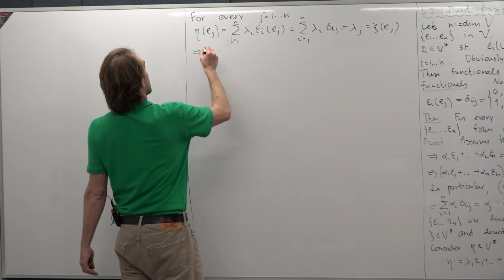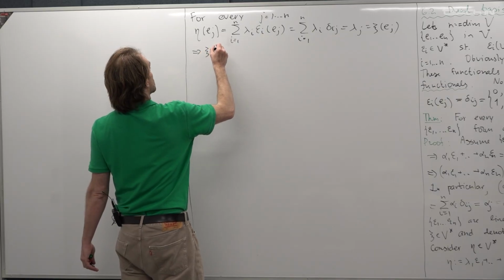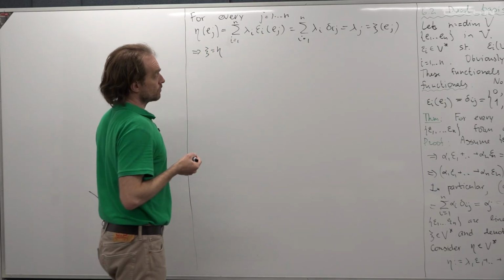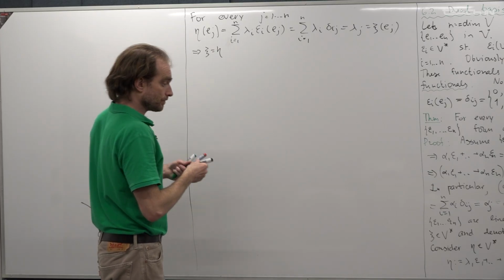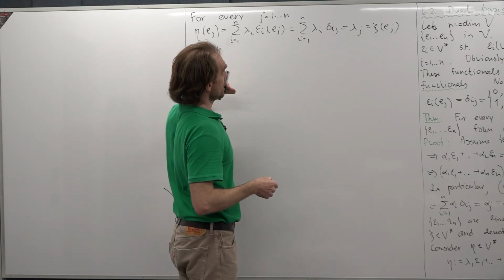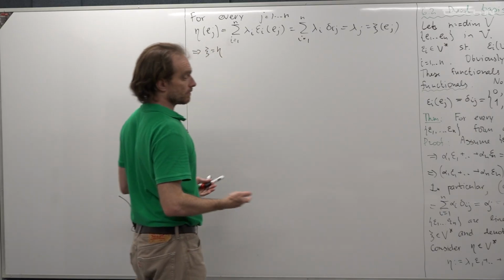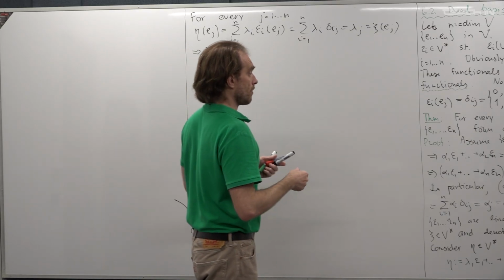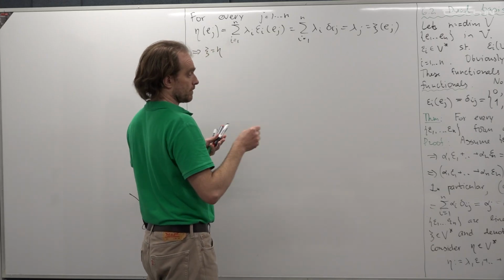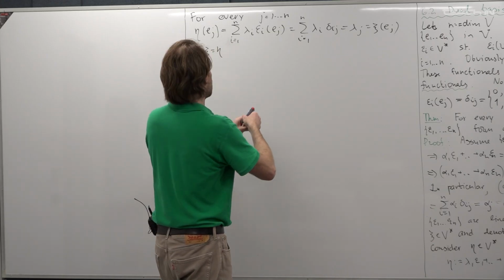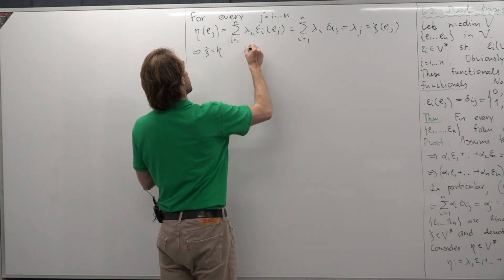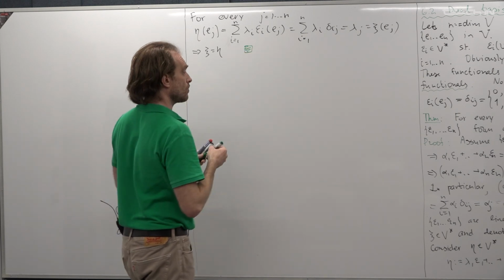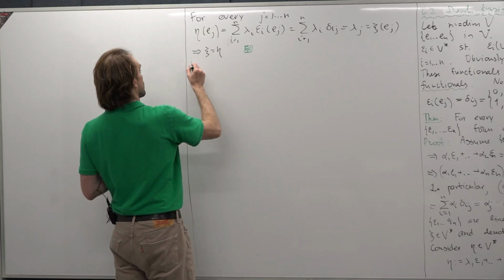That's why xi equals eta. And this proves that every vector from the dual space can be represented as a linear combination of the vectors epsilon 1, etc., epsilon n. So this proves that we get a basis. And now we can formulate the following definition.